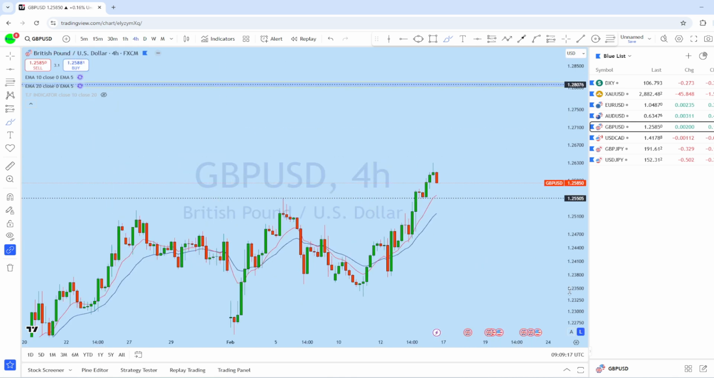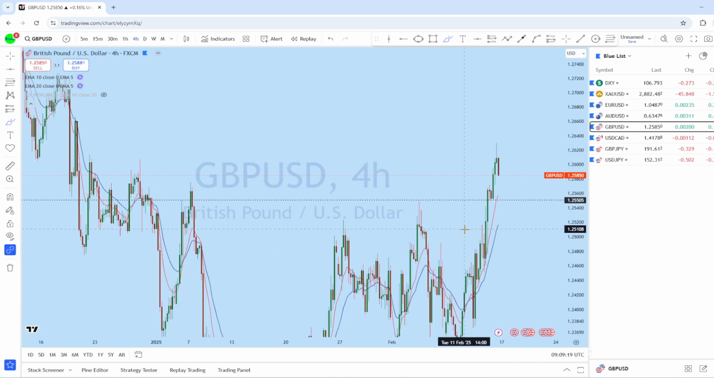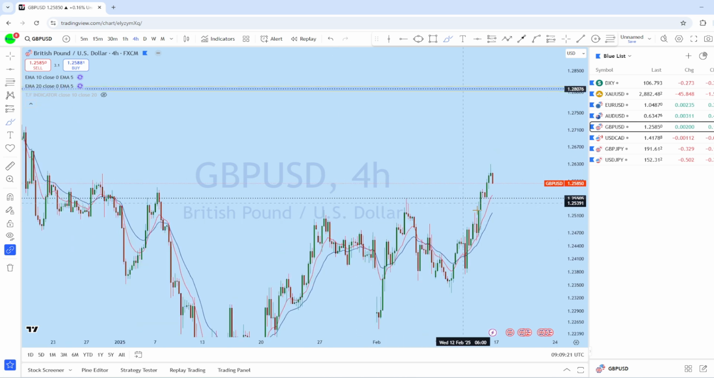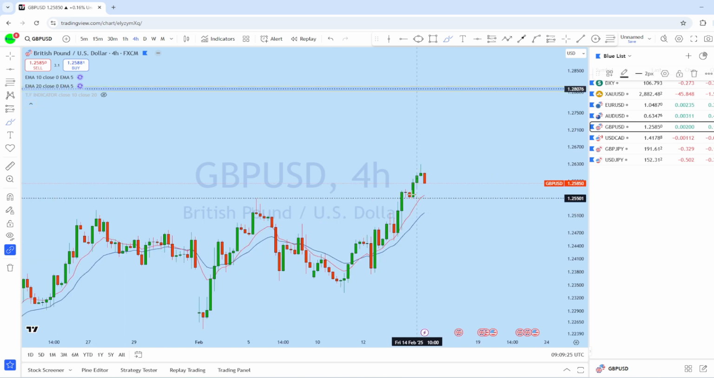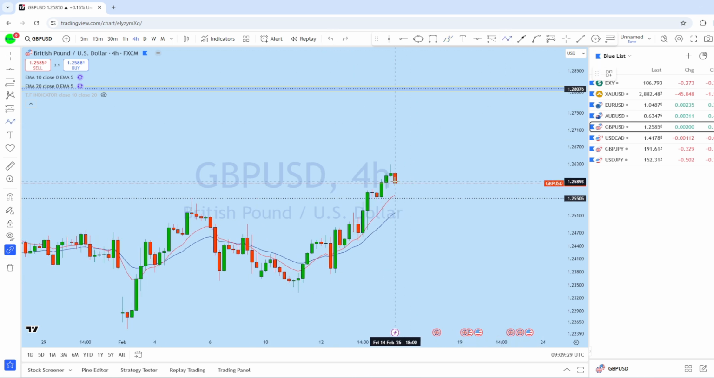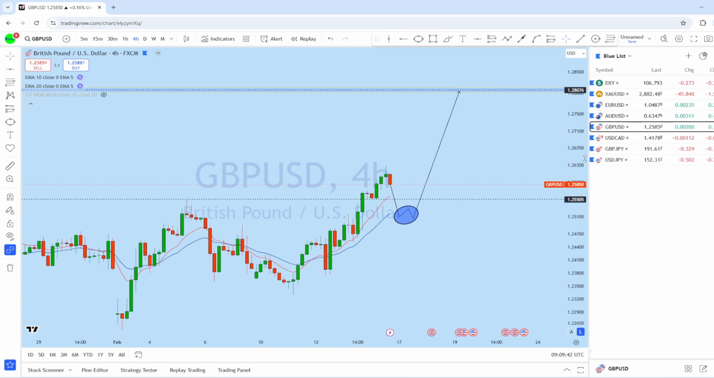Now looking at the 4-hour time frame, we can see, like the euro dollar and AUD USD, the market has managed to break out completely with an important support level here. Now, what I think is that on GBP USD, like the euro dollar and AUD USD, we could see a potential break of structure for a deeper liquidity grab. That's where we can look for a potential entry opportunity on GBP USD.